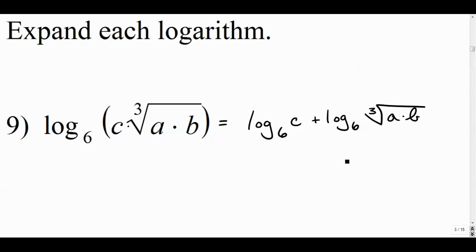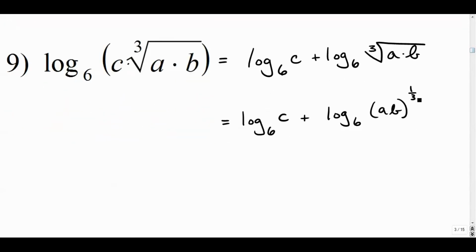Alright, let's keep going. Anytime I see a cube root, I'm going to change that to a times b to the 1/3. And then that 1/3 gets brought down in front. So log base 6 of c plus 1/3 log base 6 of a times b. The a times b can get broken up itself as an addition.